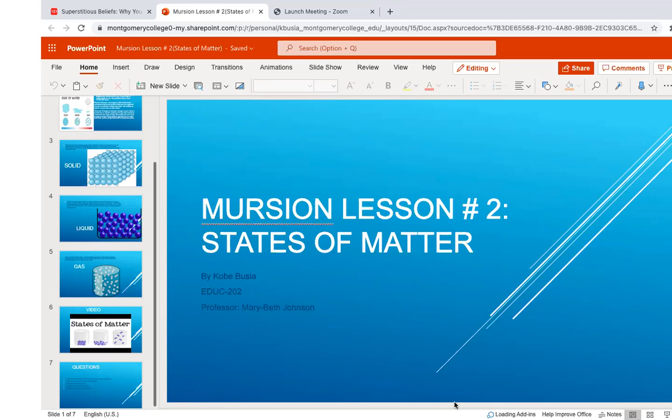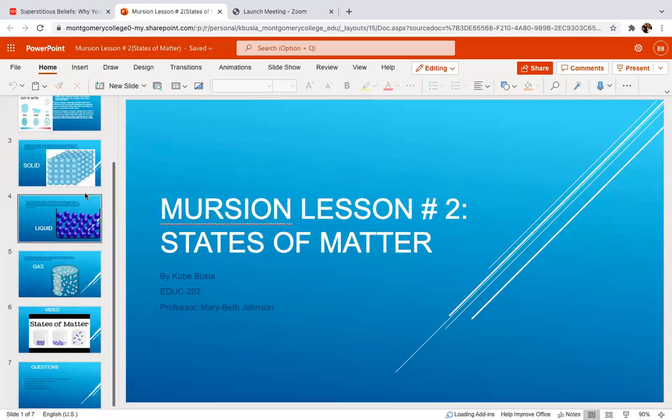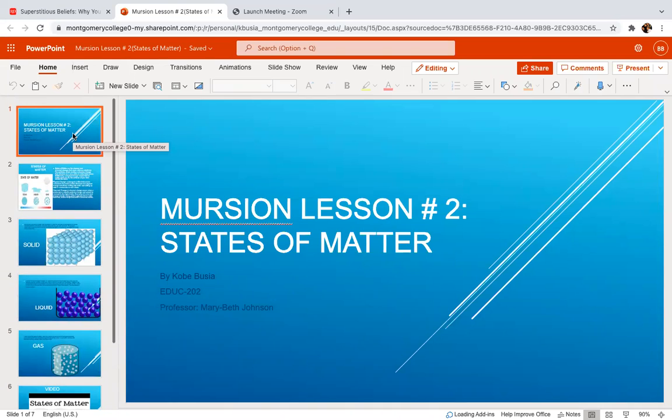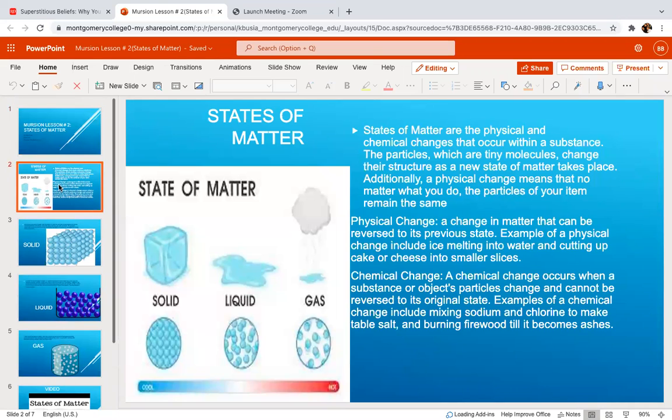All right. Now, today's lesson, we're going to talk about the states of matter. The states of matter are different phases when something takes different shapes or forms. That is when particles, these tiny little molecules, join together to form a shape, and they change depending on what you do with them, and they change to a new state.